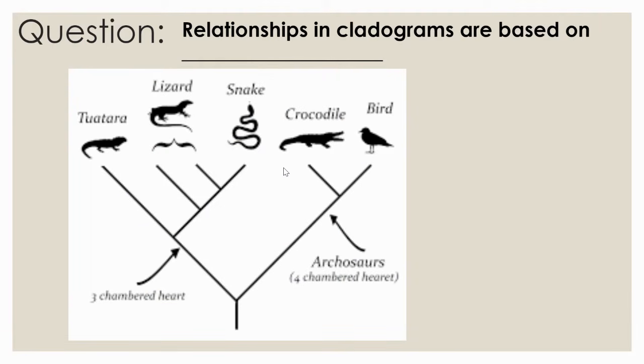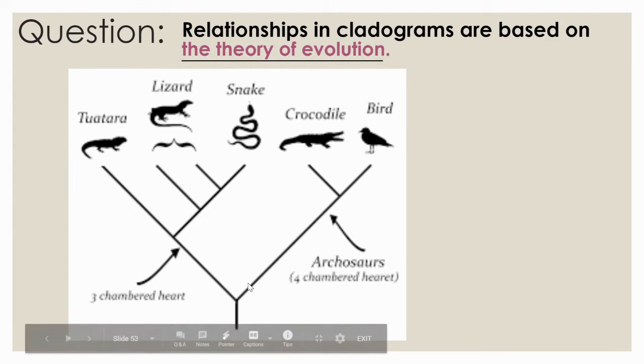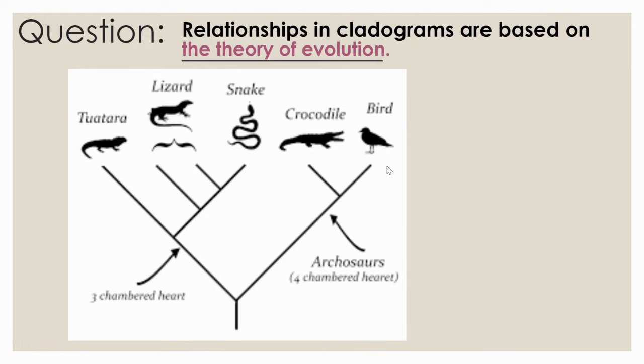So, question here, the relationships in a cladogram are based on the theory of evolution. And you can kind of see there, we say, oh, these ones evolved separately from these ones. These ones evolved and branched off. These ones evolved and branched off. And then from there, maybe the crocodile branched off and the bird branched off separately. That's based on the theory of evolution, how organisms changed over time and branched off into new species.